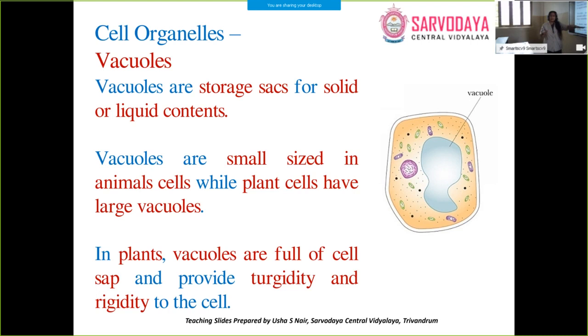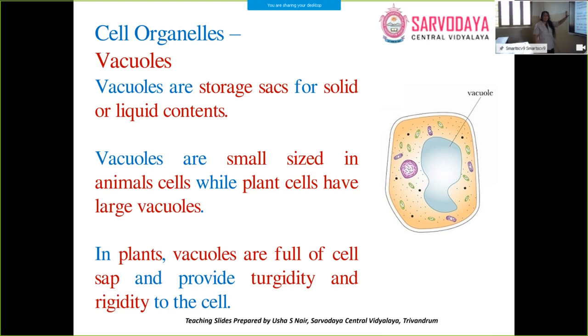Turgidity is mainly the swelling of the cell. And rigidity is that it will not allow the cell wall to bend, it is unbendable. So here in plants, vacuoles are full of cell sap, the fluid, and it provides turgidity and rigidity to the cell, which is connected with the cell wall. These two words were there last year also, when the cell wall is used for protection and it helps in turgidity and rigidity to the cell. To say turgidity and rigidity, you have to twist your tongue. Just joking. Here you can see I have given a diagram. Obviously, when the size is large, it is understood as a plant cell.